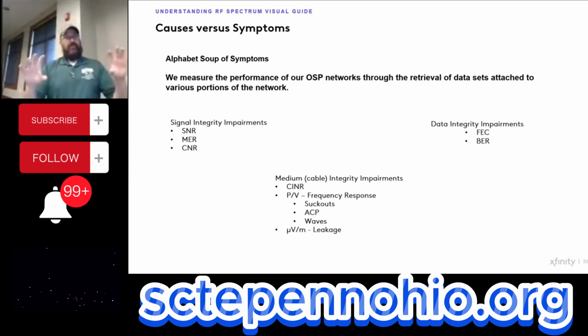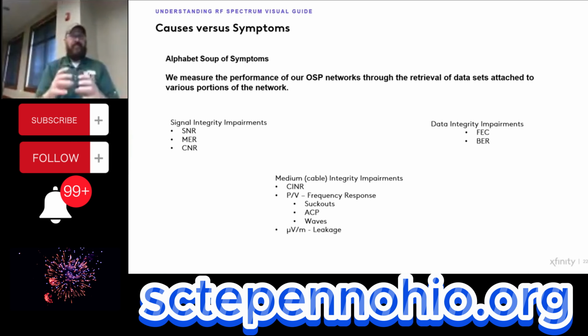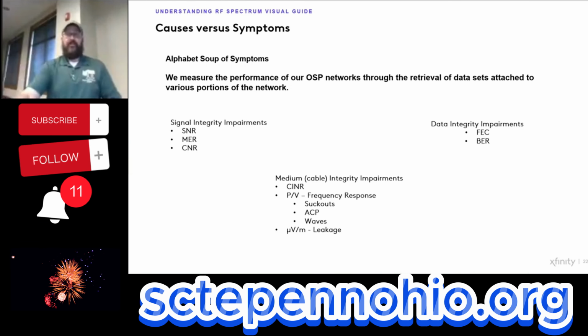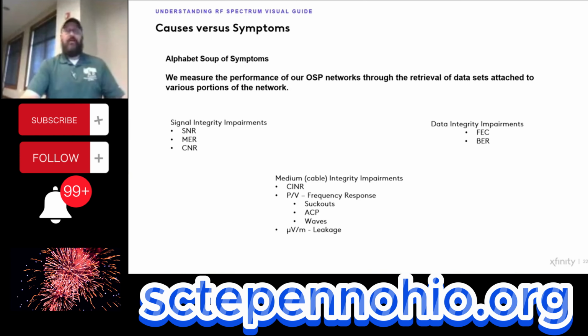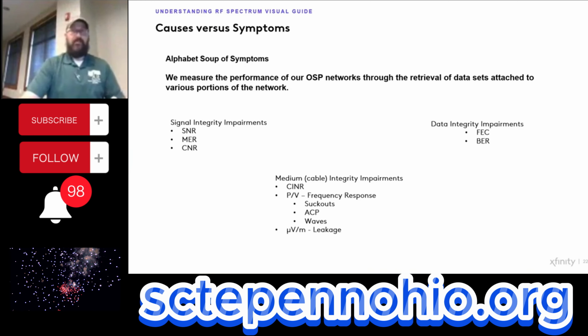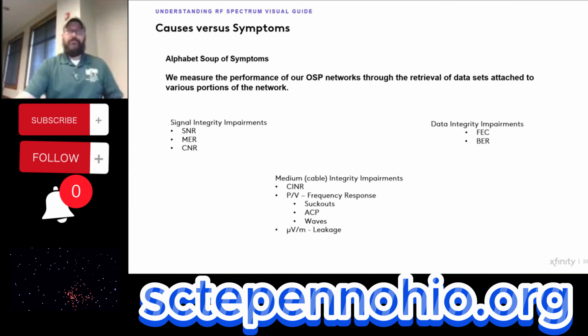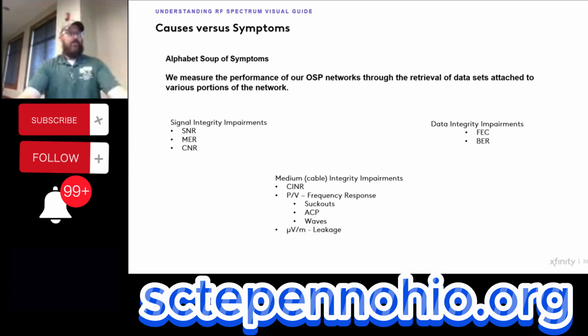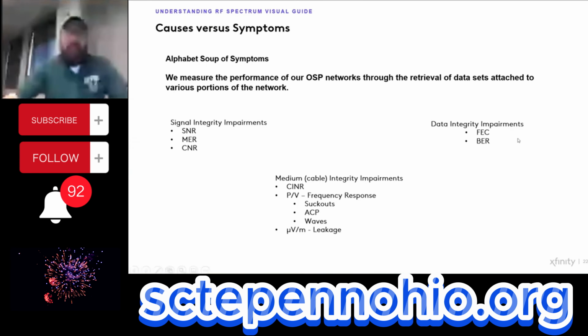So when you start to think about the types of impairments, you have your signal quality or signal integrity impairments. You have the impairments that are affected directly by the medium or the cable itself, and then the data integrity impairments that are the result of one of these other impairments showing up as lost packets or corrected packets. So that's just the way I visualize the different types of impairments.